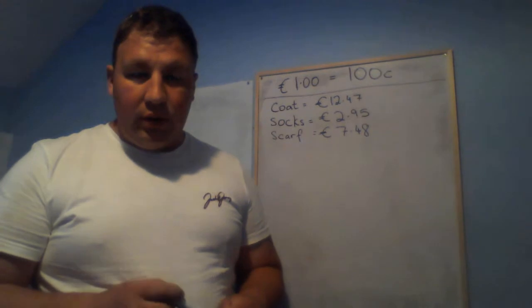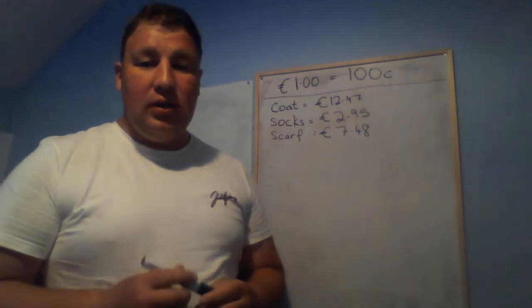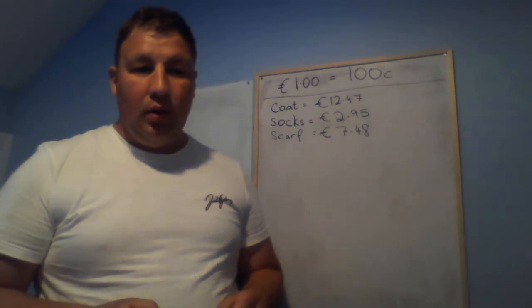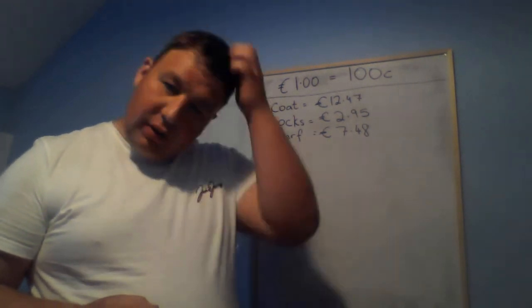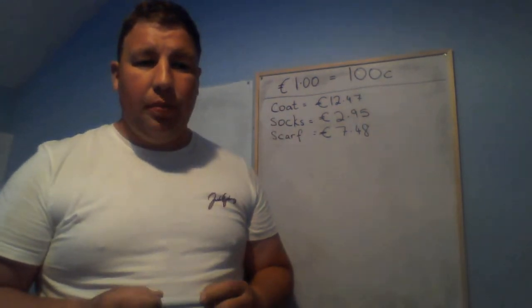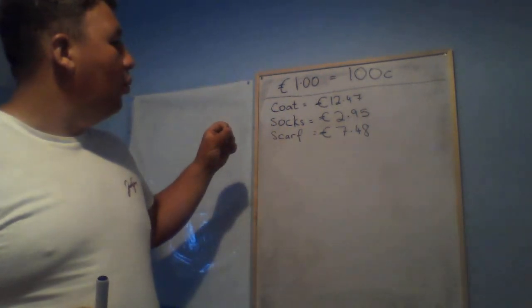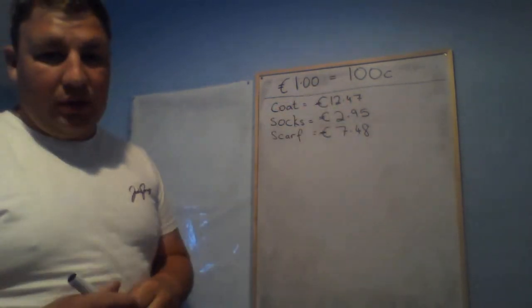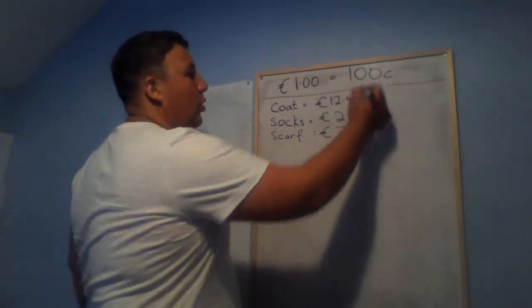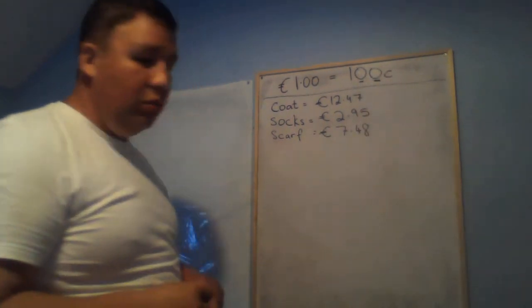So today we're going to be working with money, and it is similar enough to weight and to capacity as well. When we were doing capacity and weight, we had 1 liter, or 1 kilogram, was equal to 1,000 grams, or 1,000 milliliters. But here we have €1 is equal to 100 cent, and we have 2 zeros here.